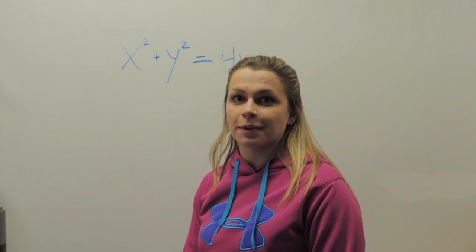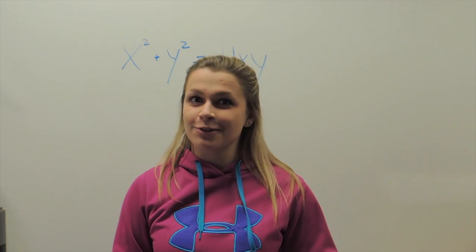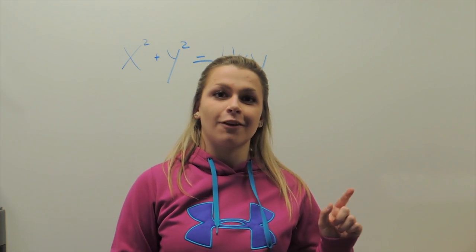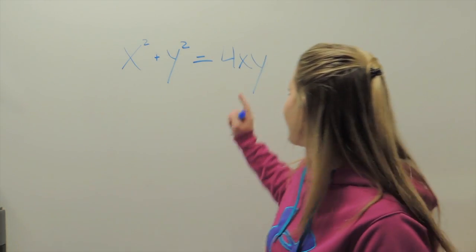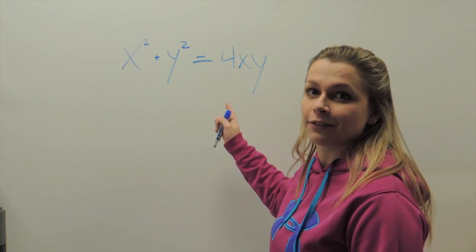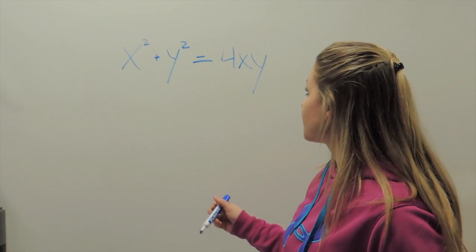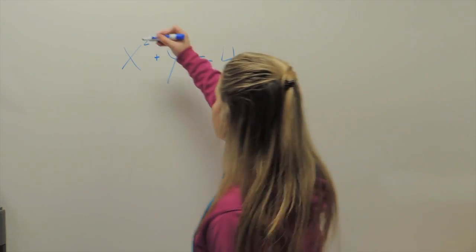So now we're going to talk about implicit differentiation. Usually when you're taking the derivative, you want to get y by itself and then you can just find it from there, like we showed you before. But sometimes you can't do that. Like in this one, you cannot get y by itself. So you have to use implicit differentiation. First, you want to take the derivative of both sides.